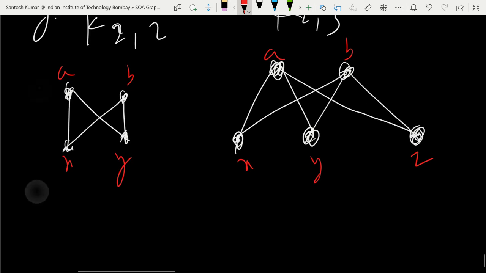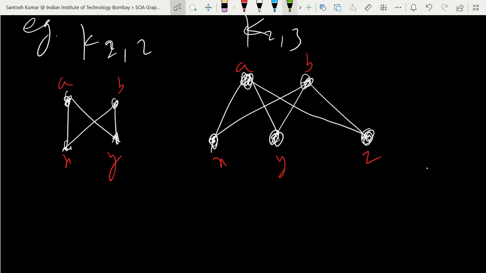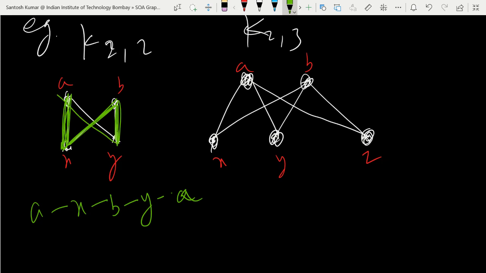For K22 we can get a spanning cycle, a Hamiltonian cycle. You can take A to X, X to B, B to Y, and Y back to A. So we have a spanning cycle here. Now in K23, suppose we start with A to X, X to B, B to Y. Now the question is, how will you go to Z from Y?